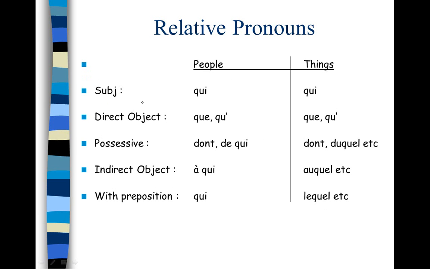So what we've covered in this screencast is people. We use qui when it's a subject, with people and with things. When it's a direct object, we use que or Q apostrophe with people, and also with things. With a possessive, we can use dont with people and with things unless there is another preposition, with those special examples that we saw, and then we would use de qui with people and duquel with things. If it's an indirect object, and again we'll look at this in the lequel screencast, à qui or auquel, and with a preposition we use qui with a person and lequel. Again, you'll see that in the next screencast.